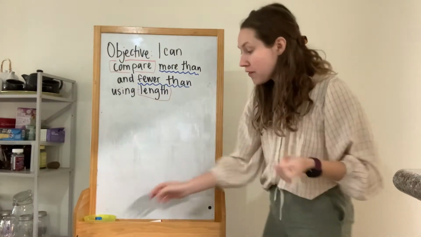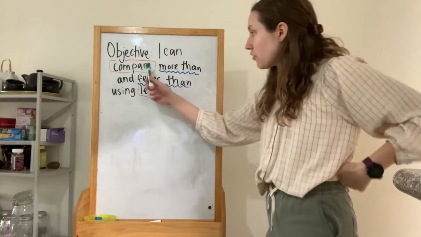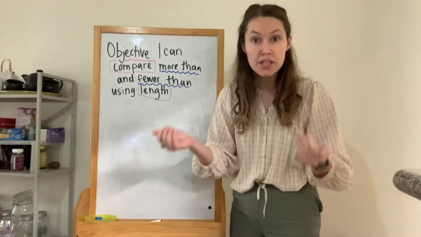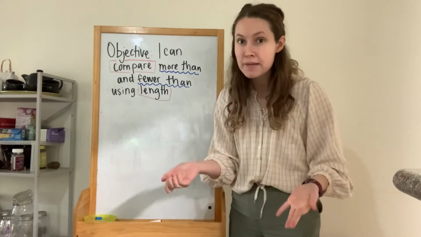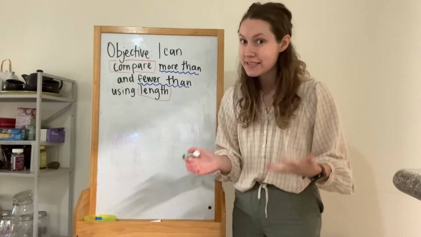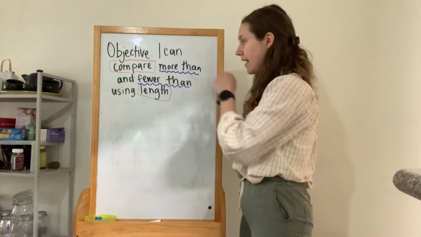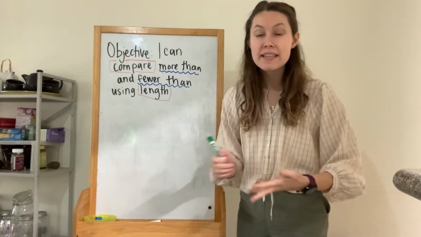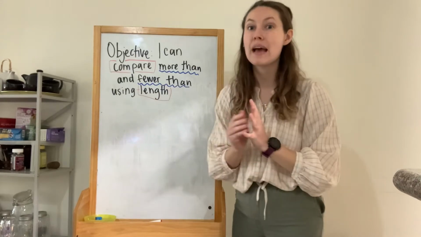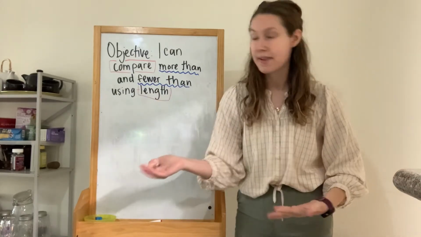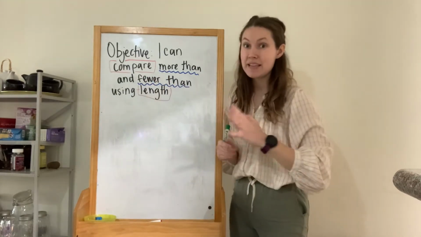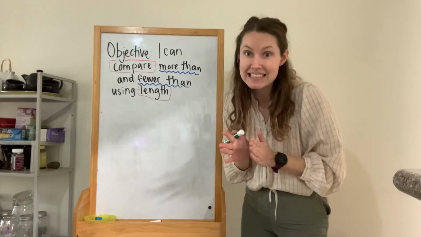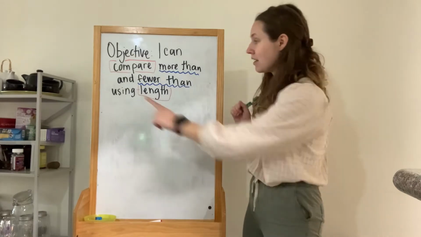Okay, so let's go over what some of these things mean. So remember, when we talk about compare, that means that we are looking at two different things, two groups, two items, and we're talking about the differences we see. More than, that means there's a larger amount. So when we say there is more of something, that means there's a larger amount of that thing. Fewer than means there's a smaller amount. So that's going to be a number that is less, that doesn't have as many.